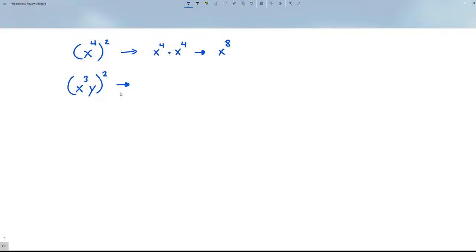Breaking this up without using the power rule, we'll hold off for a second. Let's see what this looks like. This is x to the 3rd times y, times this group again, times itself, because we're doing it twice. So how many x's do we have? Well, we have 2 x's, so let's rearrange this so we can get them closer together.